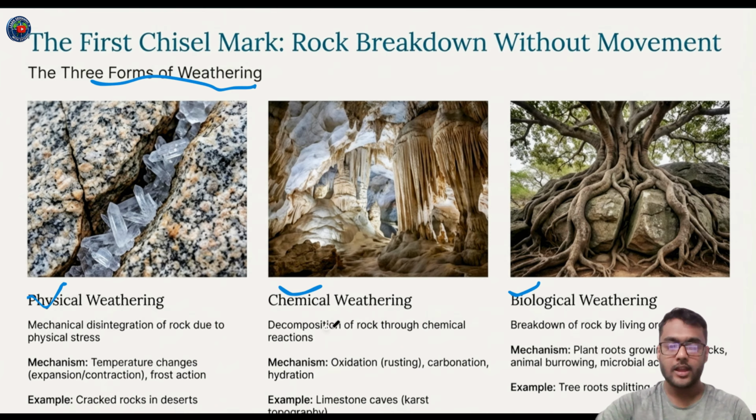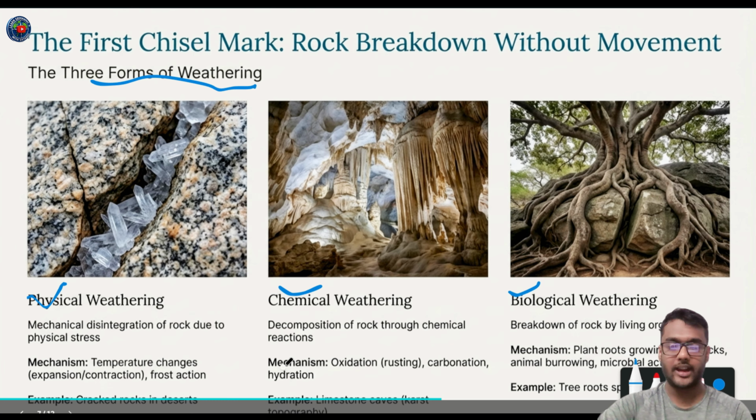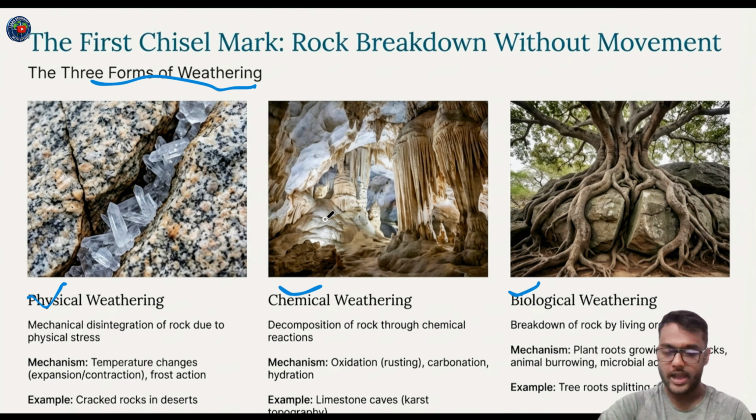Chemical weathering: decomposition of rock through chemical reactions. Mechanisms: oxidation, rusting, carbonation, and hydration. Example: limestone caves, karst topography. Then biological weathering: breakdown of rock by living organisms. Mechanisms: plant roots growing into cracks, animal burrowing, microbial action. Example: tree roots splitting a boulder. These are the three forms of weathering.